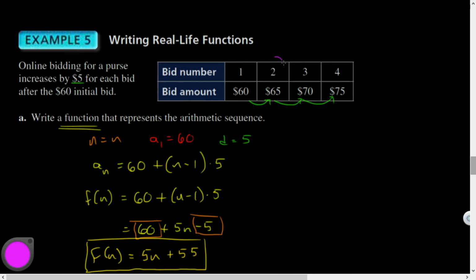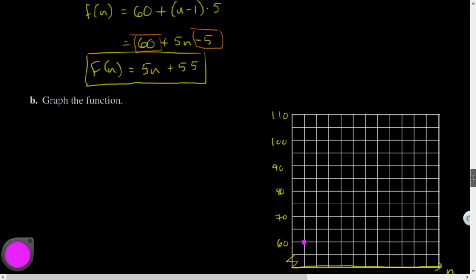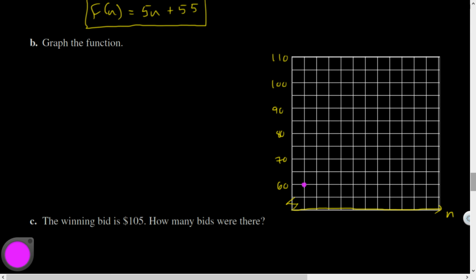So the first bid was 60, second bid, third bid, fourth bid. So I'm just plotting these points, just like we did earlier. Another way I could do it is go up 5 over 1. Up 5 over 1. 5, of course, in this case is 1 grid unit high. So here's my point. Like here's 4 comma 75. All right, 1, 2, 3, 4, and 75. Right, so there's my points.